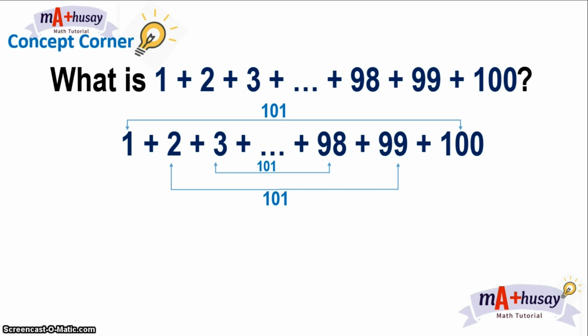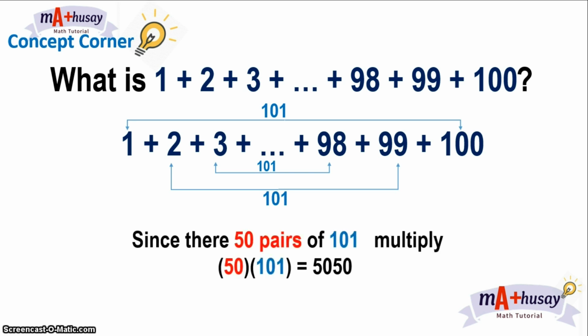If the terms in the sequence are paired in this manner, you will get 50 pairs because you have 100 terms in the sequence, right? So what Gauss did is he multiplied 101 with 50 since there are 50 pairs in the sequence. So in just a blink of an eye, he got the answer. So the sum of the first 100 natural numbers is 50 times 101, and that is 5,050.